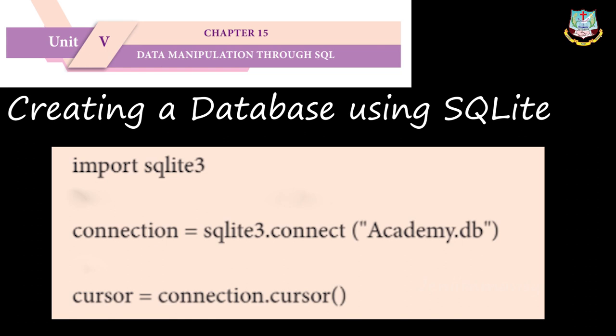So here we are using this line, connection is equal to sqlite3 dot connect of, and then you give the database name. It's not just academy, you can give any name. If you have created a database already, you can just give that name, or if you want to create a new database with some other name, you can use that also. Okay, so the next topic is creating a table.